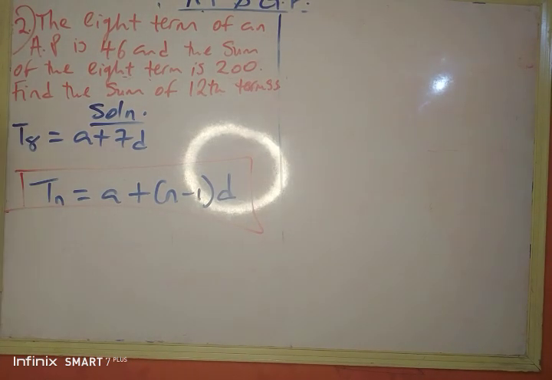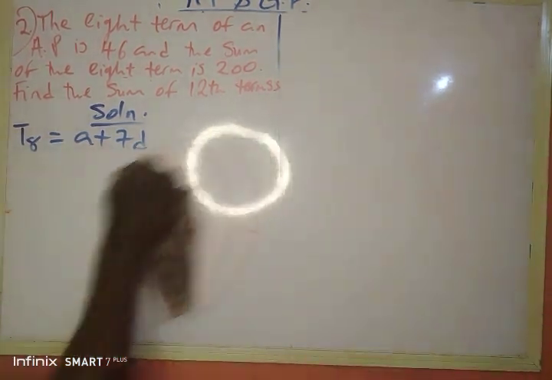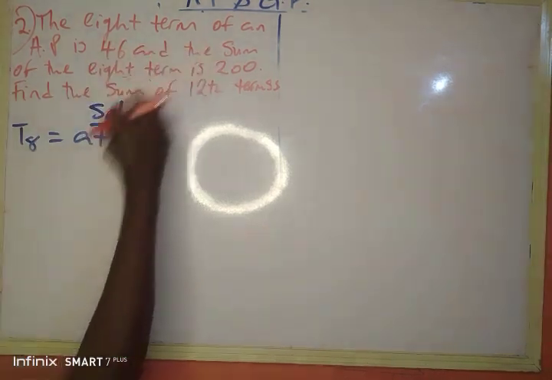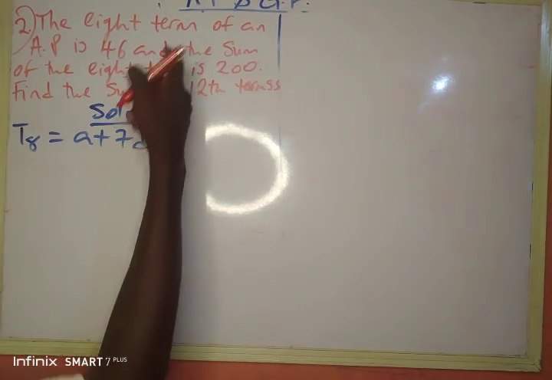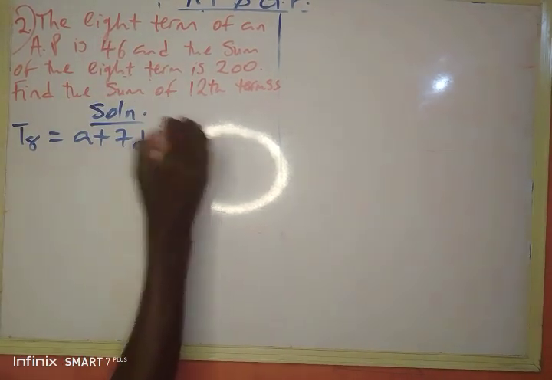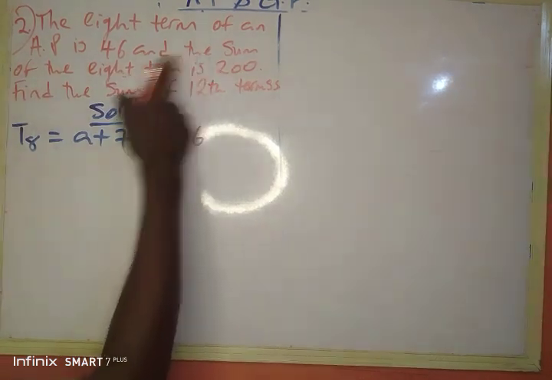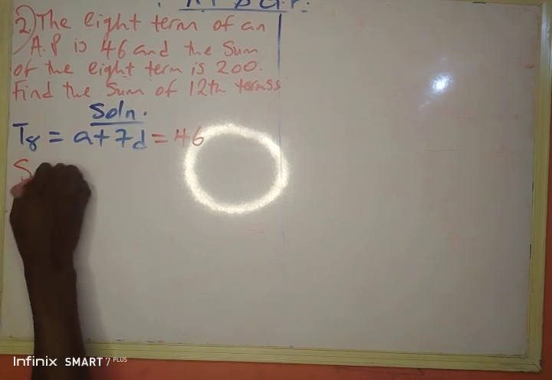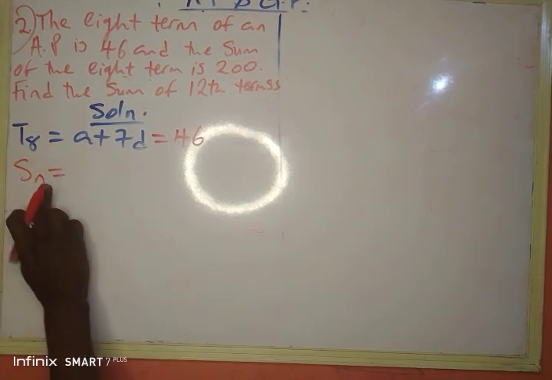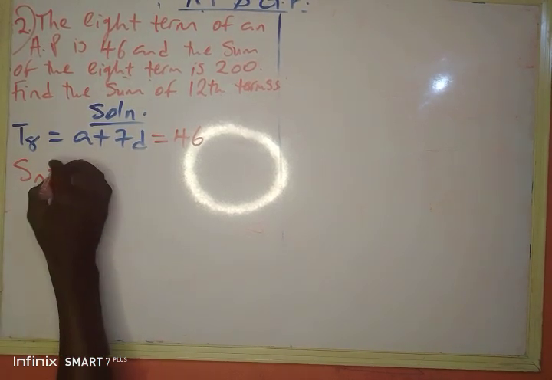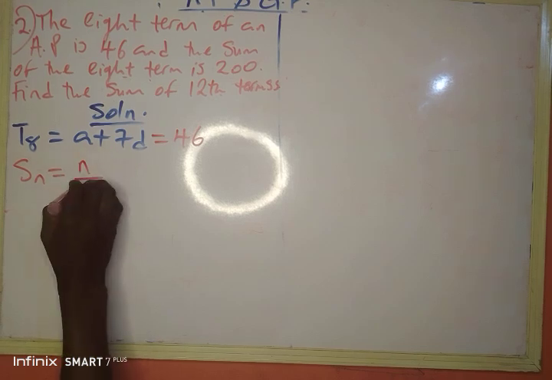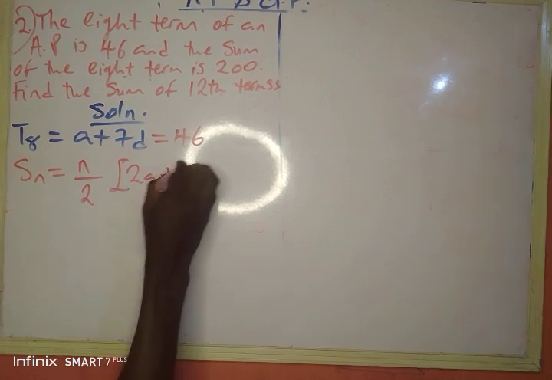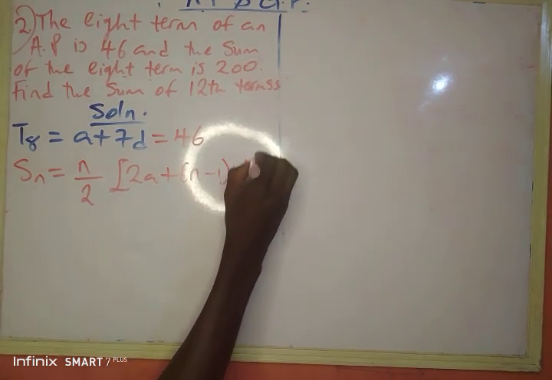Okay, taking this away because I don't actually need it now. I don't have to find any term. So from here, I already know my T8 to be 46. And also they said the sum of the 8 terms is 200. Remember, the sum of terms of an AP, if you want to sum it up, is always n over 2 multiplied by (2a plus (n minus 1) D).